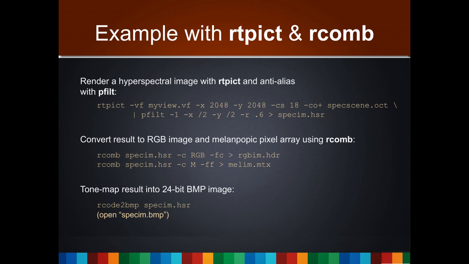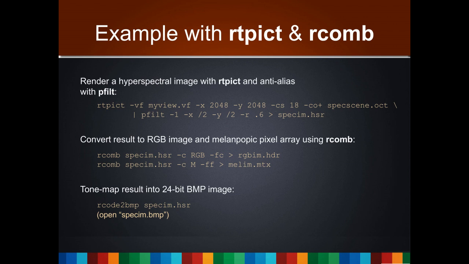That produces a hyperspectral image, which I then pipe through pfilter to do some anti-aliasing and then produce the final HSR image in the end. So very little changed. Really, you just added one option to get a hyperspectral result. And then if we want to look at a hyperspectral result, we could use rcode to BMP, like I mentioned. You just give it however many files you have and whatever formats they are, and it produces a same-named file with .bmp at the end.